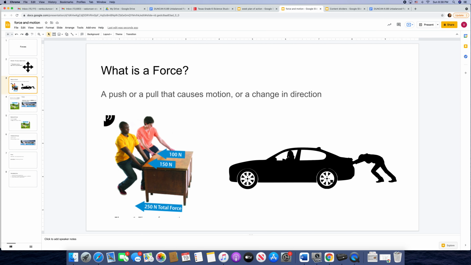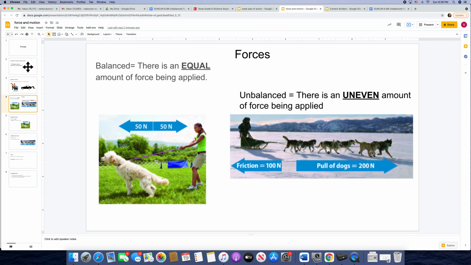Now let's talk about force. What is a force? A force is defined as a push or pull that causes motion or a change in direction. So, a force is a push or pull that causes motion or change in direction. We're going to be talking about two forces in particular: balanced forces and unbalanced forces.